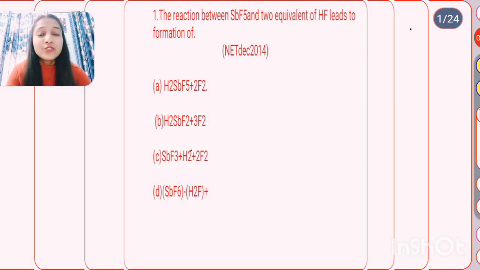Hello everyone. So we are here with our second test series which is on acids and bases. That is a very limited and scoring topic for CSIR NET. So first of all you have to try every question by yourself, only then you should watch the solution. So let's start with our first question.